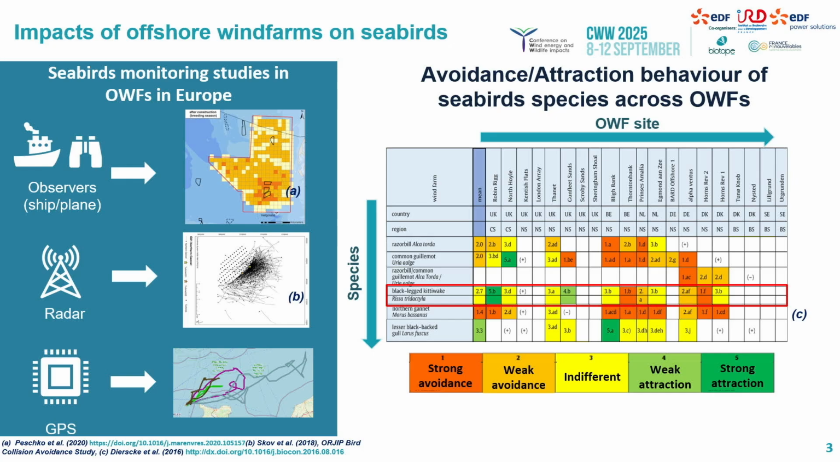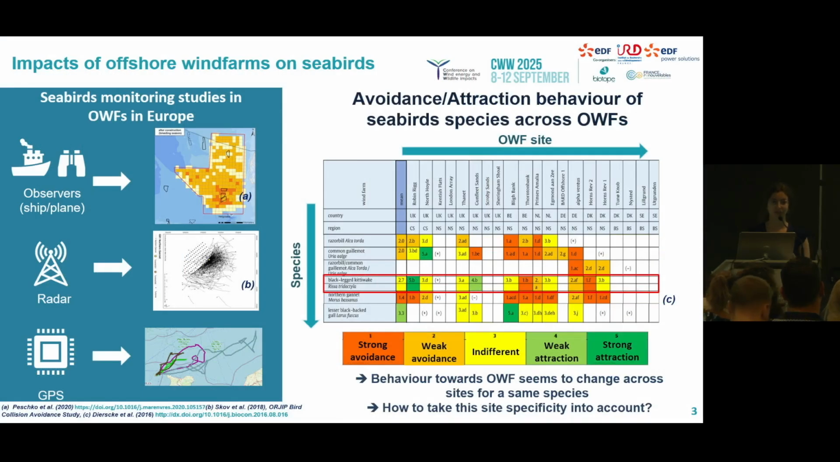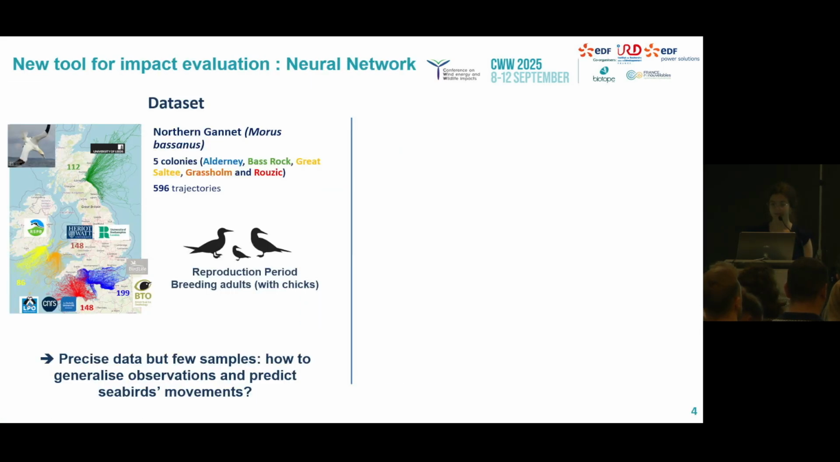So this may be due to study design, or this may be due to site specificity and the fact that environmental characteristics of those wind farms are not similar. And of course, seabirds do not only react to offshore wind farms, but to their environment as a whole. So the question is, how can we better take this specificity into account in our modeling and predictive approaches?